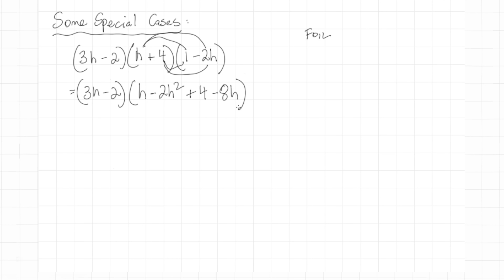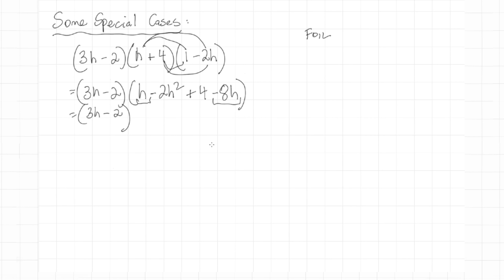Always try and collect like terms as you go, and here we can have a look and see, well, we've got some h's. There's only one term with h squared, there's only one constant term, but we've got a plus h and a minus 8h, so we could collect those before we do this multiplication. So that'll be equal to 3h minus 2.